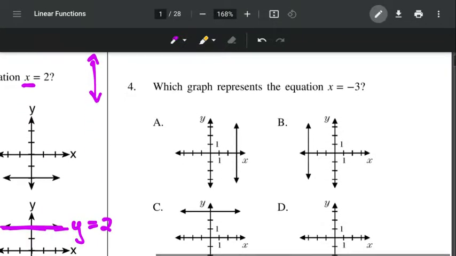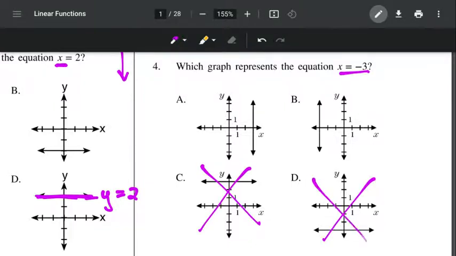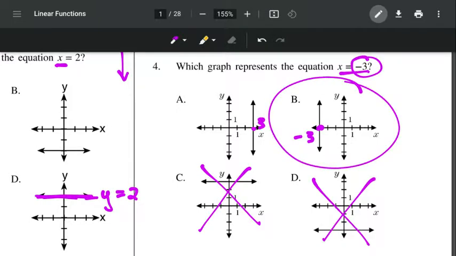Number 4, give this one a try. Which graph represents the equation x equals -3? So we know x equals is a vertical line. So I'm going to get rid of that one and that one because those are horizontal. And it has to cross the x-axis at -3. This guy right here crosses at +3. This one crosses at -3. So B is your answer.